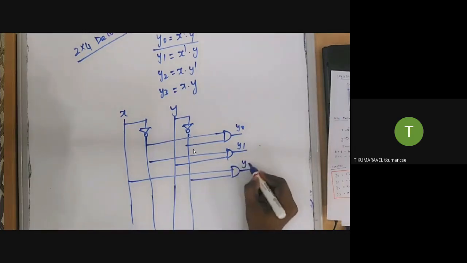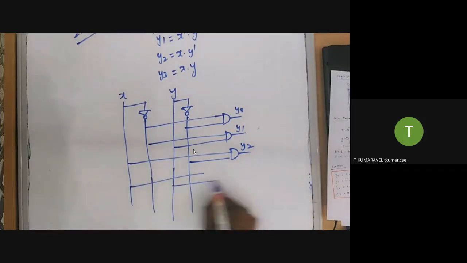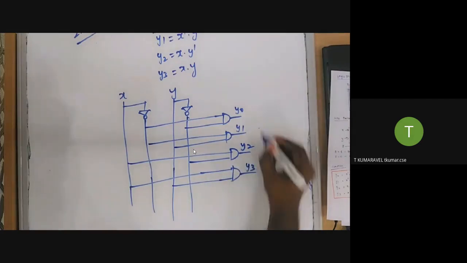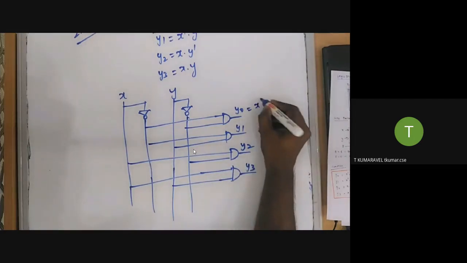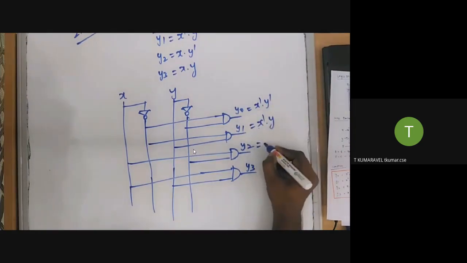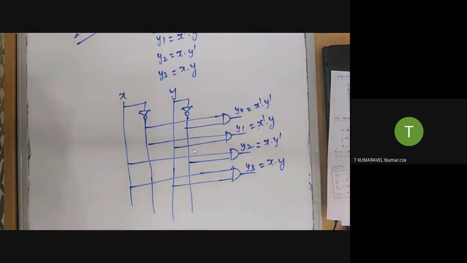This is y2. What about the last case? X and then y. Okay, this is y3. So x bar x bar y, and then x y bar. This is x dot y. Okay, do you have any queries in the circuit diagram?